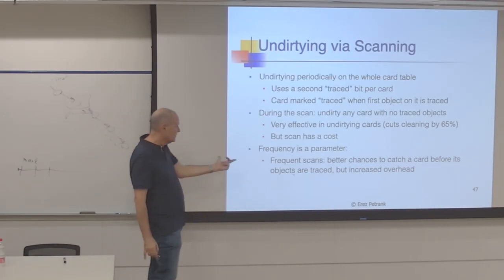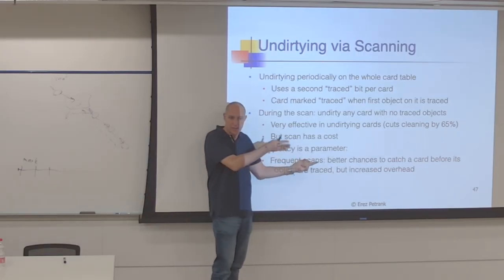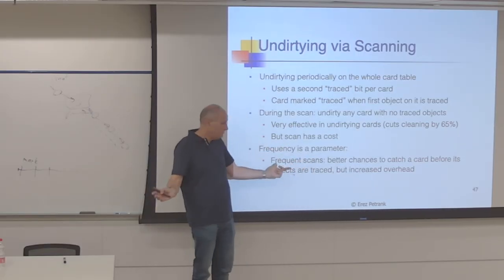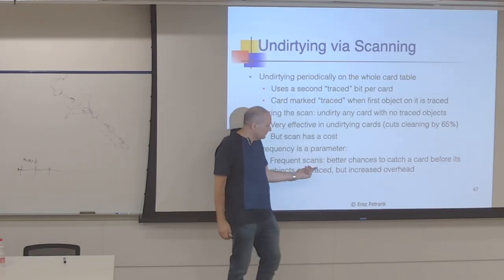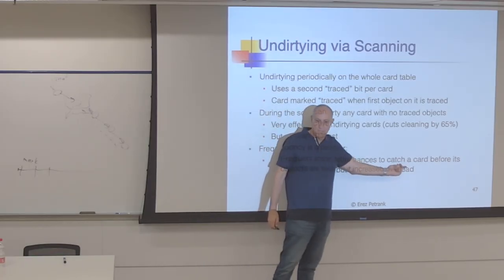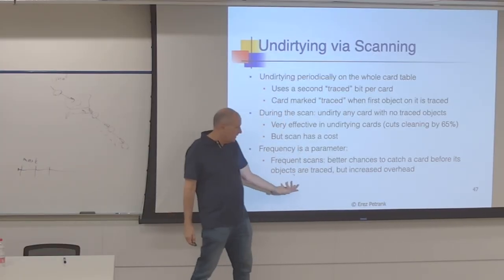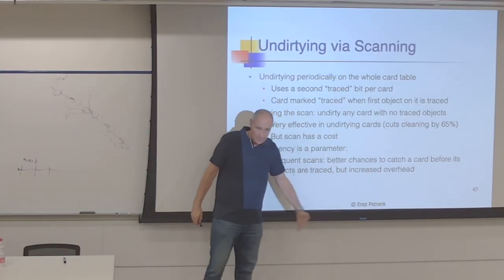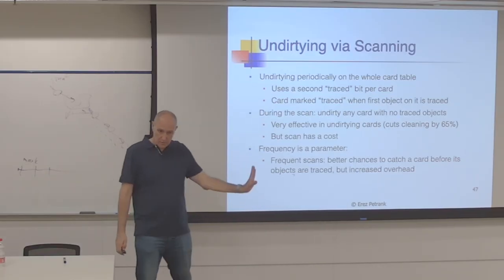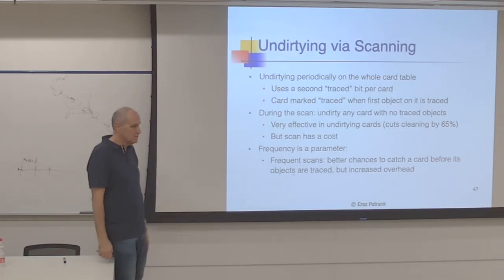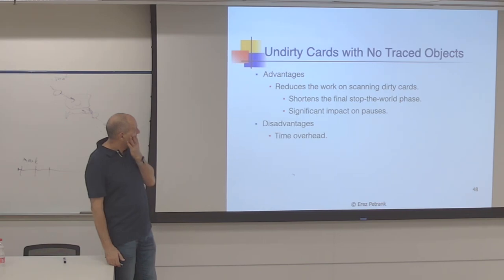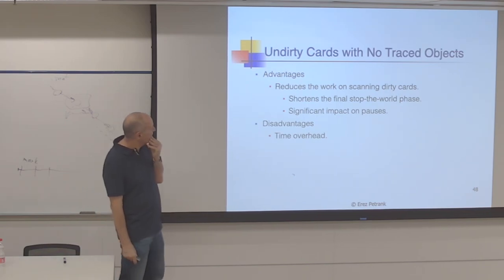So, of course, frequency is a parameter. How many times do I go and check the dirty bits? If I do it a lot, then I have better chances to find the card before it is traced and remove the dirty bit. But the overhead increases if I do it too much. So 3 times is something that we did in the IBM collector.